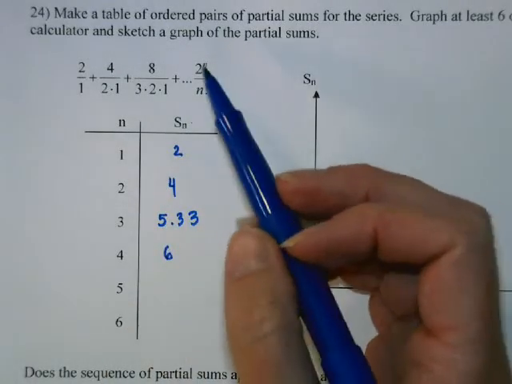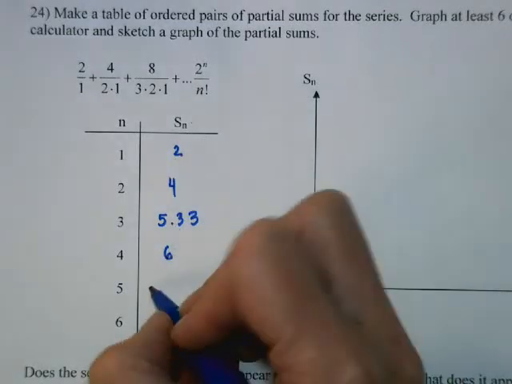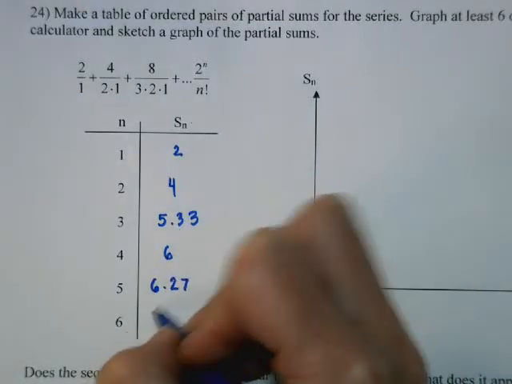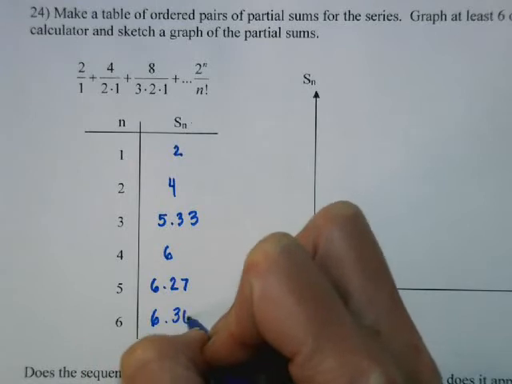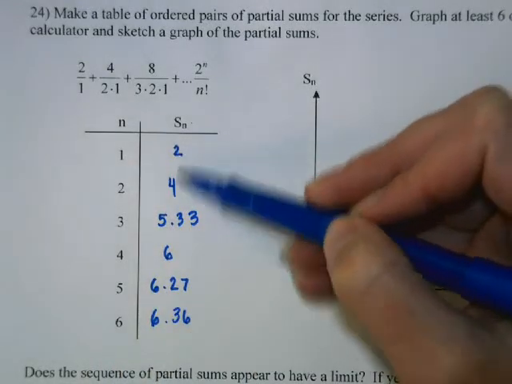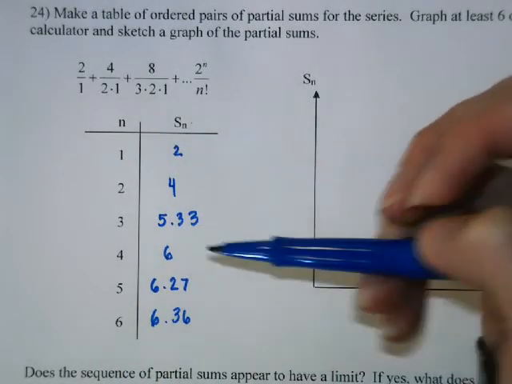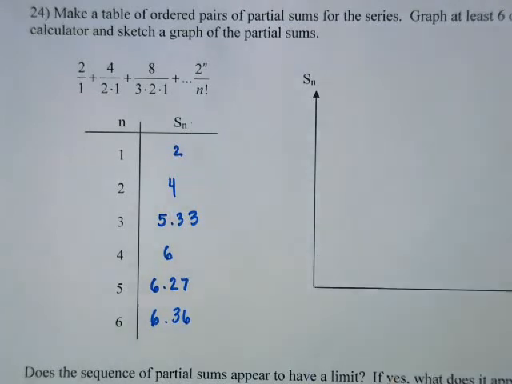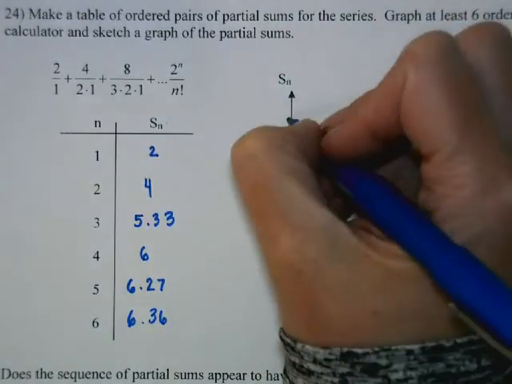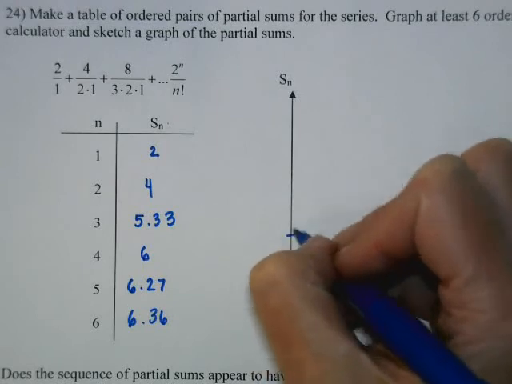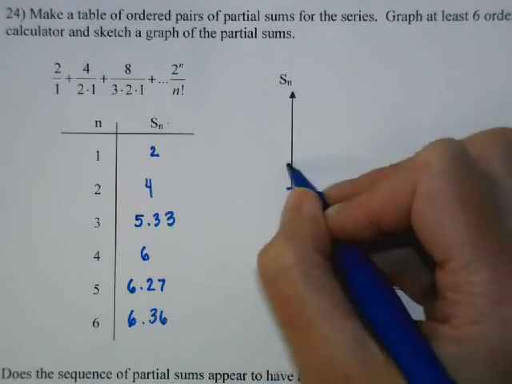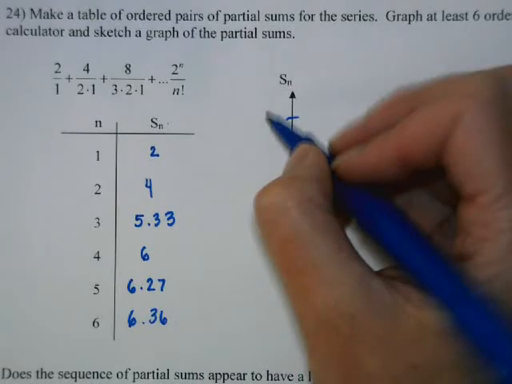And then you just keep adding them on. So again, use your calculator. We get 6.27, 6.36. So they started increasing, but they're kind of leveling off here. And if you need to do more terms to figure out that pattern, you can. Okay, so that's 7.